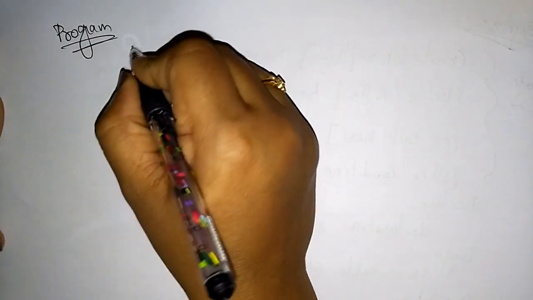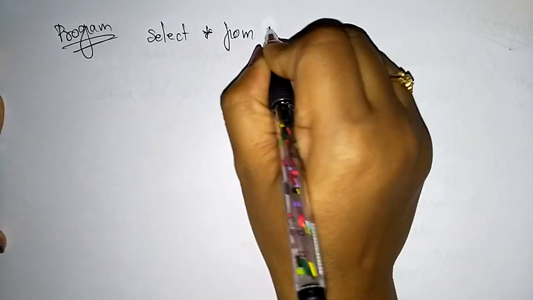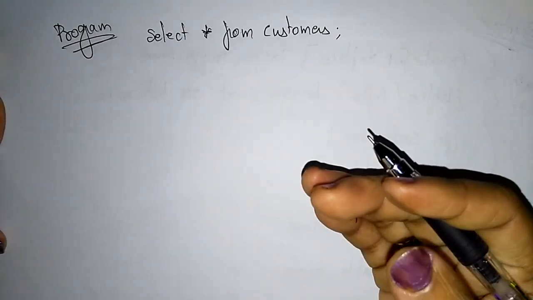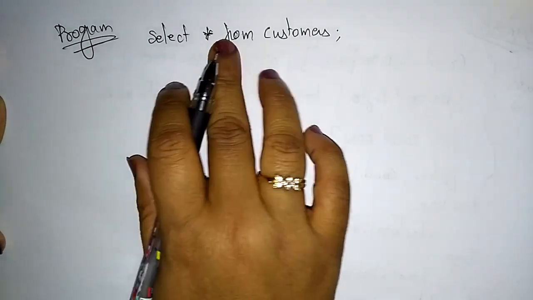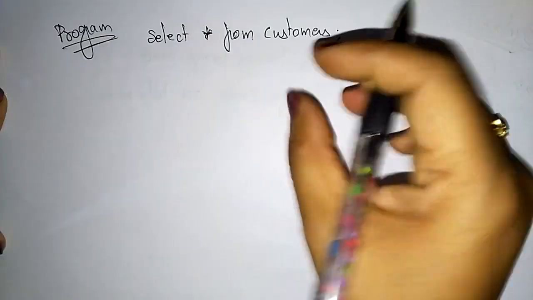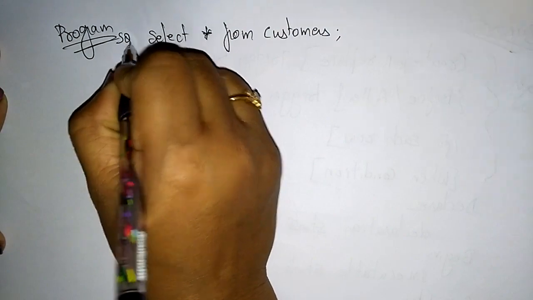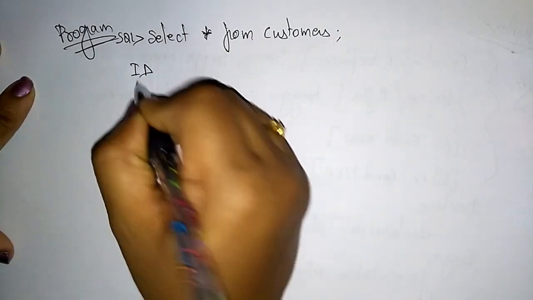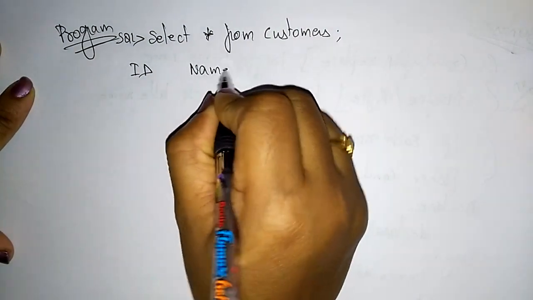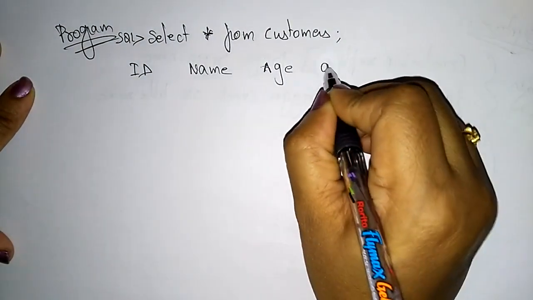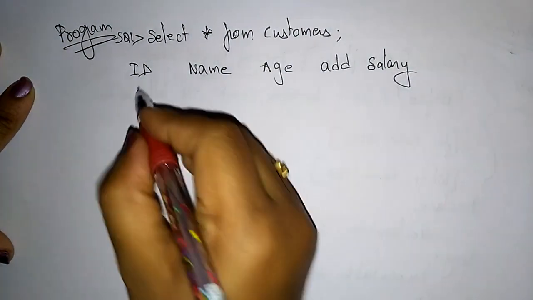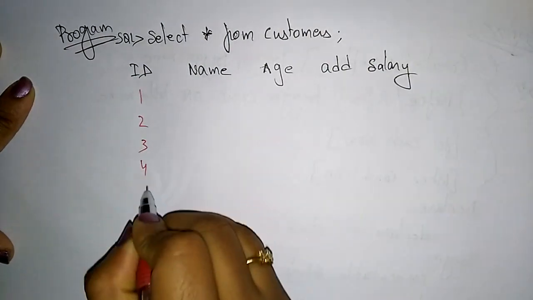So first I am writing the query, select star from customer. The customer table I already created. I am just calling that customer table with the help of this query, select star from customers. So whenever I write a statement in SQL, a table will appear: ID, name, age, address and salary, with values ID 1, 2, 3, 4, 5.